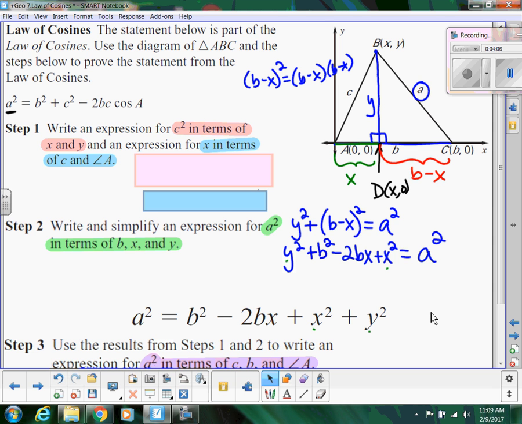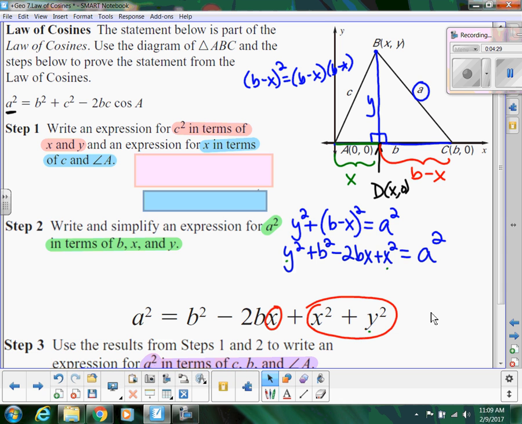So what's the significance of that? That still doesn't look like what we have up there with the law of cosines. What we're going to do is notice that in the law of cosines, I only have a's, b's, and c's, and then this angle A. So I don't have x's and y's.